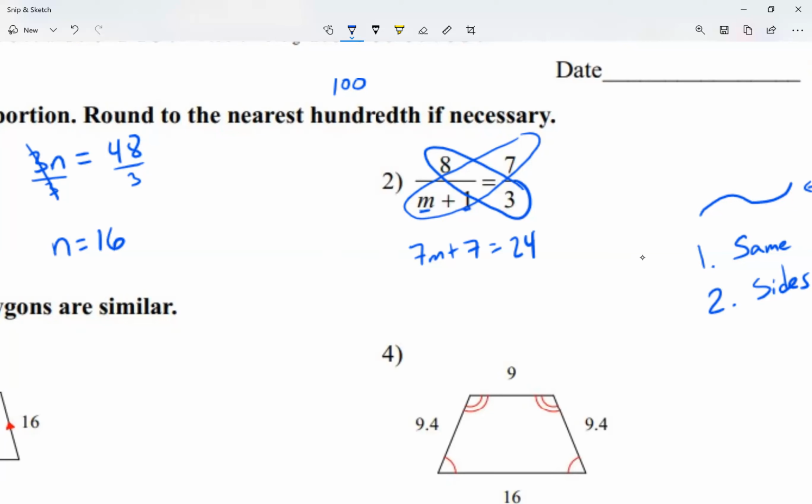And then I'm just going to get the 7m by itself. The plus 7, let me move it to the other side as a minus 7. So that gives me that 7m is equal to 17, right? 24 minus 7. Let me divide both sides by 7. Now I'm going to say m is equal to 17 divided by 7.